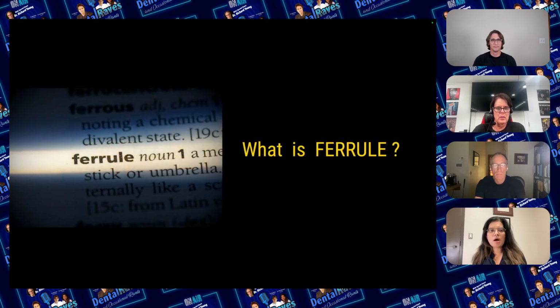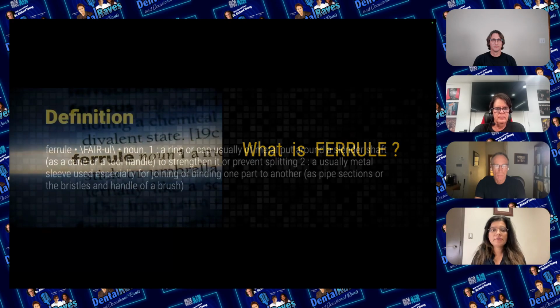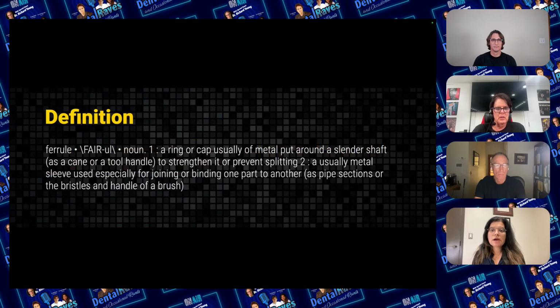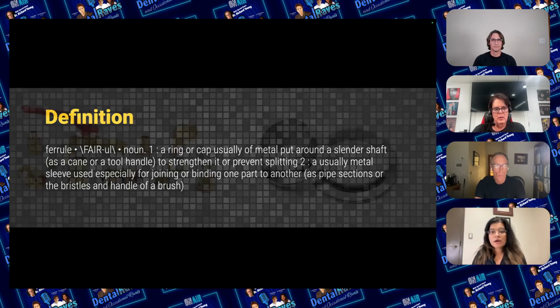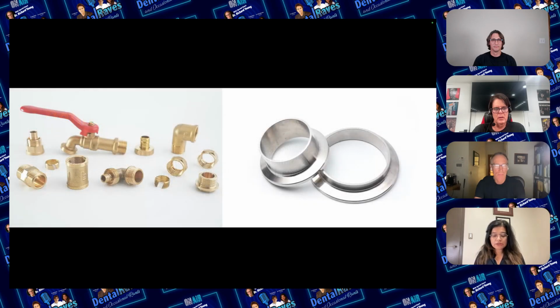Just to go to the definition of ferrule, because in order to decide if a post is needed or not, we really need to talk about ferrule, and we cannot get away from that. The Webster Dictionary definition of ferrule is a ring or a cap, usually of metal, put around a slender shaft to strengthen or to prevent splitting. And this also comes from the plumbing industry, where the ferrule term was generated and then applied to dentistry.